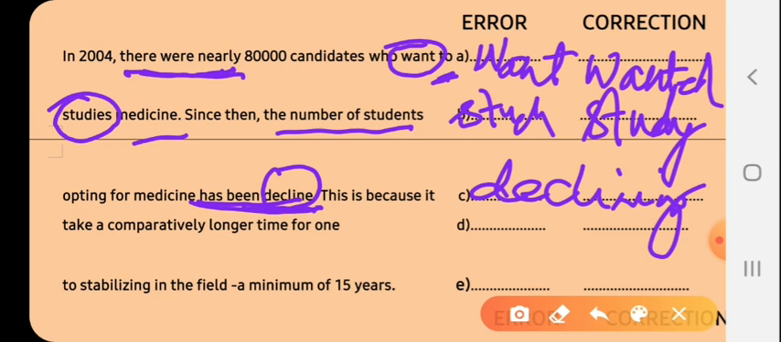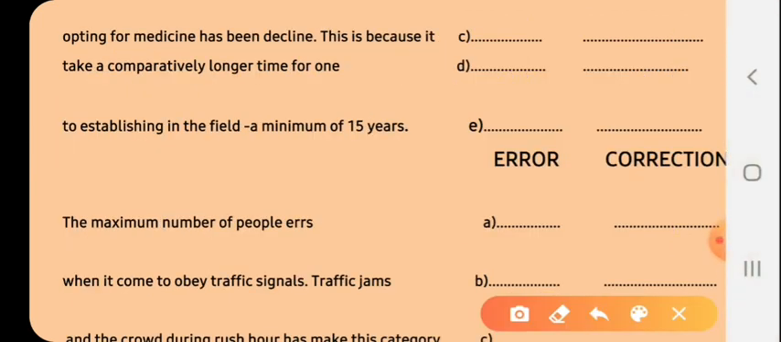Now this is because it take. It takes, not take. It is singular, and singular subject comes with a singular verb. Take is a plural verb and takes is singular in present indefinite or simple present tense. It takes. So what will be our correction? Takes.